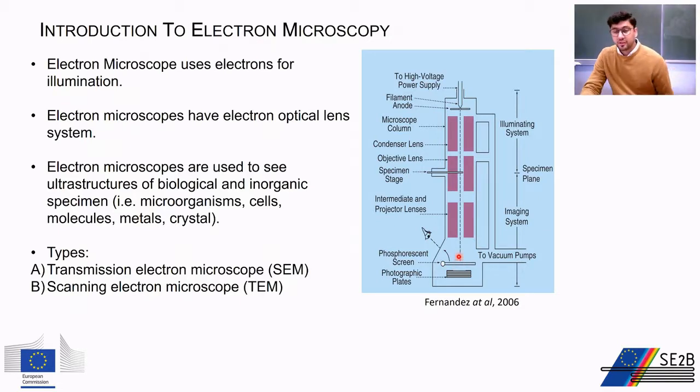So electron microscope can be divided into three parts. First is the illuminating system, the second one is the specimen plane, and the third one is the imaging system. Electron microscopes can be used for studying the ultrastructure of biological molecules, inorganic specimens, microorganisms, cells, molecules, metals, and crystals. Electron microscopes are of two types. First is transmission electron microscope, which is used for the determination of protein structures, and the scanning electron microscope, which is basically used to scan the surfaces of the molecules and microorganisms.